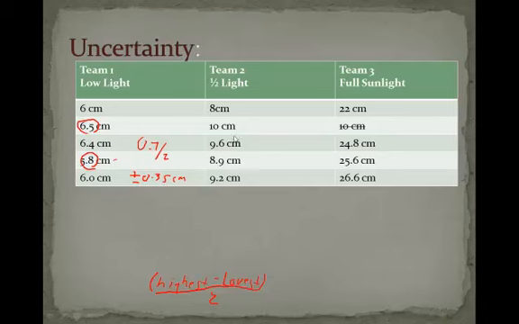For the uncertainty for Team 2, my highest value was 10 centimeters, my lowest value was 8 centimeters. So if I subtract 8 from 10, I'm going to get an answer of 2. And then I want to divide that by 2. 2 divided by 2 is 1 centimeter. So I would say my uncertainty is plus or minus 1.0 centimeters. So that tells me that above or below my best value by 1 centimeter, I would expect to find the true value.